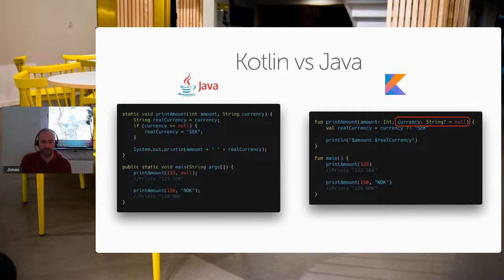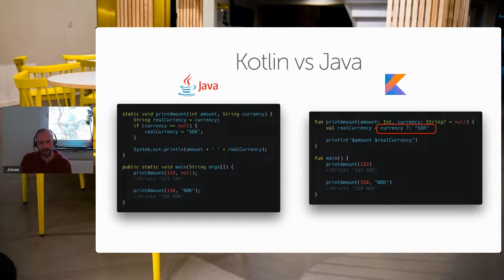So if you see, the currency argument now is a nullable with these question marks, meaning that now it can be null, but we also must handle the cases where it is null. So what I do now is that I can get the real currency by checking if it is null or not with this nice Elvis operator, as we call it, which is this question mark colon in the middle. And this is quite powerful, which basically says that if the expression to the left is not null, then use that. Otherwise, use the one to the right.